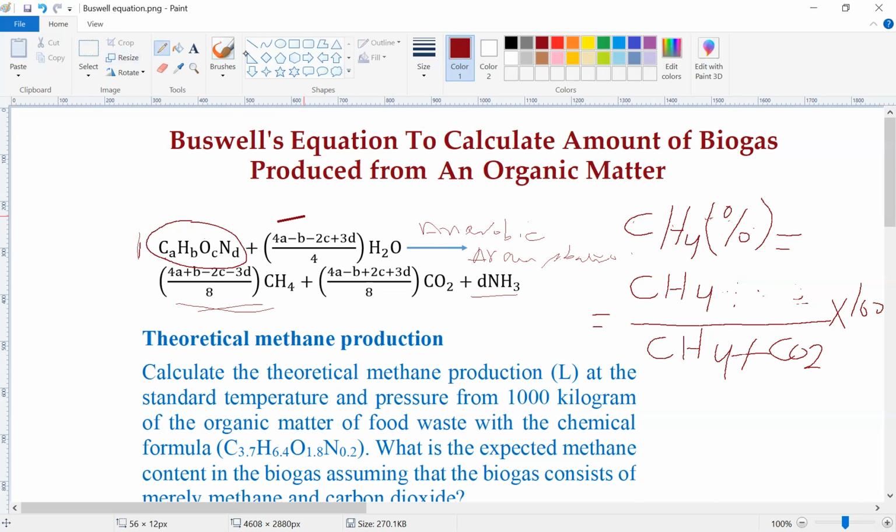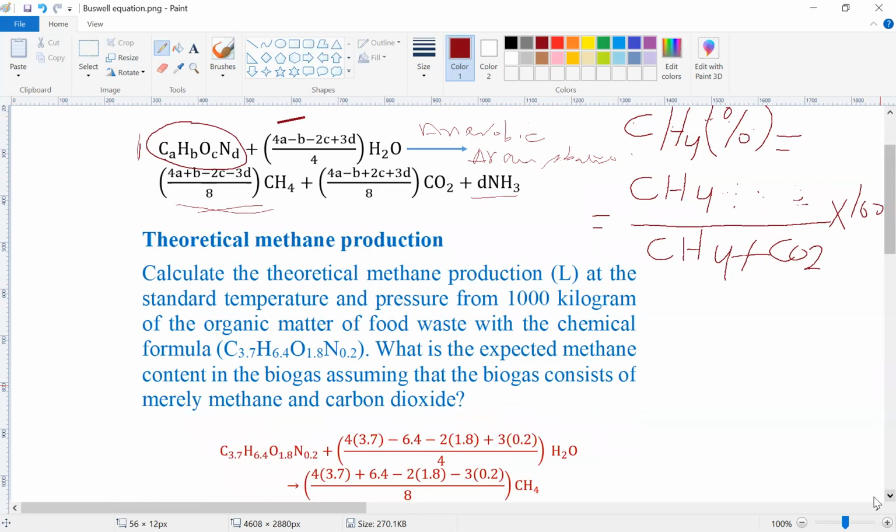I think maybe the best is to have a very quick example here of how to do this. Calculate the theoretical methane production. Here we have liters, so we have to convert the moles to liters, and to do this we have to use the molar volume as well.